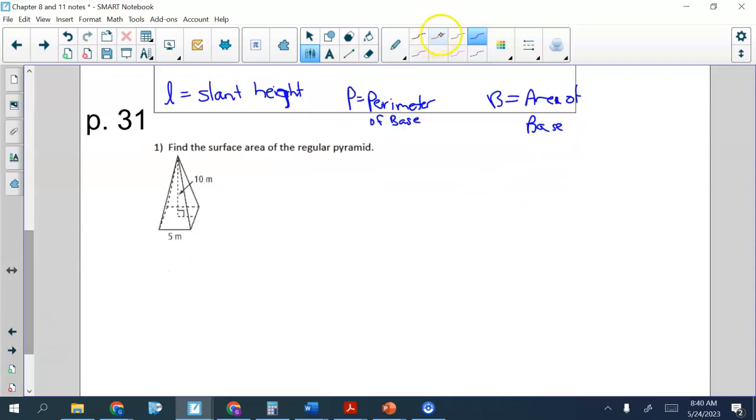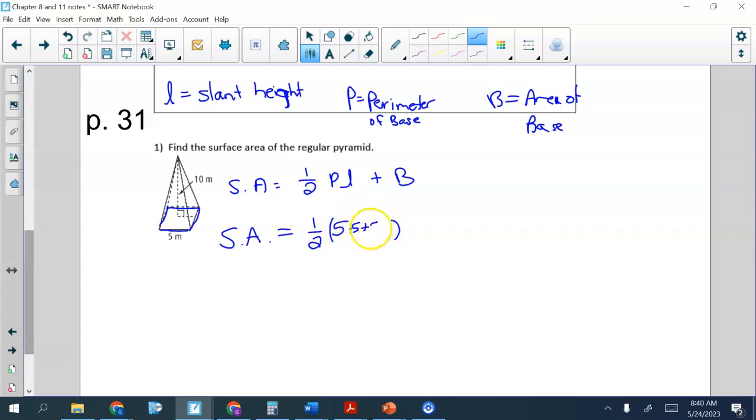So we're going to use that equation, surface area equals 1/2 perimeter times the slant height plus the area of the base. So let's go ahead and start filling in. What do we know? 1/2 times perimeter of the base. What we would do to find the perimeter of the base is if it's a regular pyramid, all these sides are going to be 5. So add those up. So 5 times 4, or 5 plus 5 plus 5 plus 5. Okay, and then times the slant height.